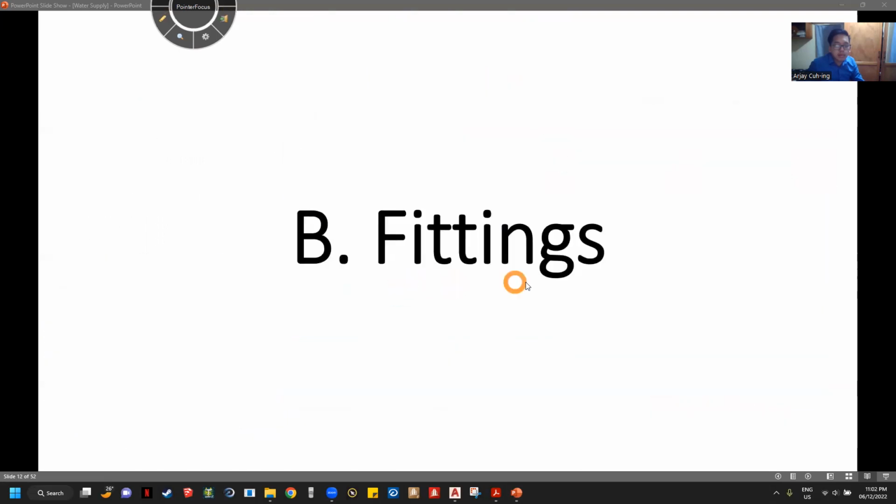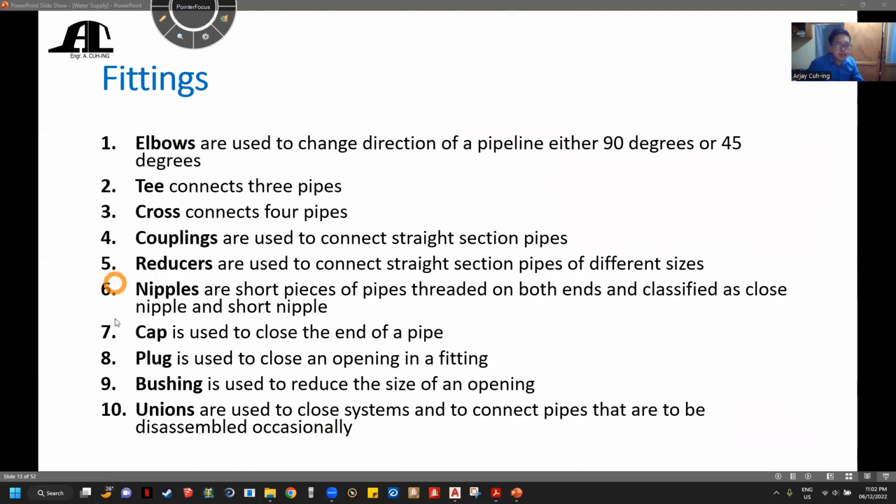Okay? We move on to the fittings class. In terms of fittings, we have these definitions. Okay? So in terms of elbows class, meron tayo 45 to 90 degree. Okay? So technically, elbows are used to change direction. Okay? These tees are to connect 3 pipes. Cross is to connect 4 pipes. Couplings are to connect straight pipes. Reducers is to connect pipes in a straight line with different sizes.